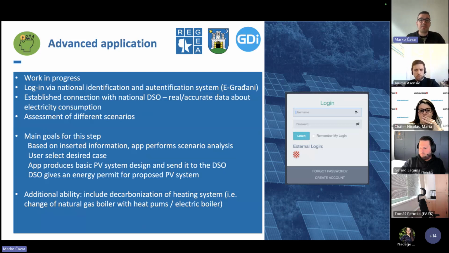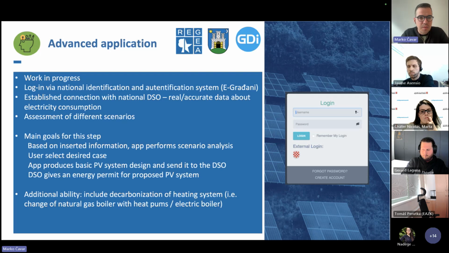But now we thought of what we can do more, because this was relatively easy to implement. So we moved to the advanced application, which is still work in progress. There are several parts that we are very proud of. The first is that you log in via national identification and authentication system, which is called e-citizens or e-građan in Croatian. With that, you can catch up all the informations about yourself, and you do not have to type it, but also all the requests are directly connected to your identification number.